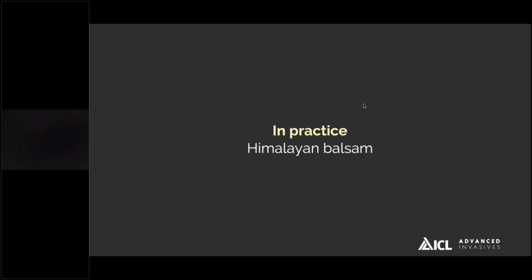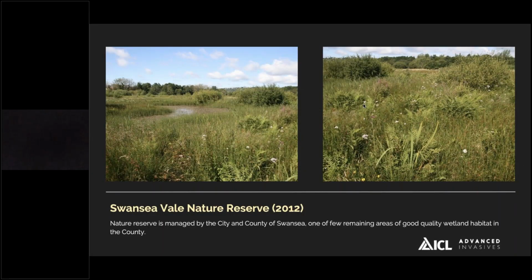So to give you an idea of where things are currently at with respect to management of Himalayan balsam, this particular example that I'm going to provide is a nature conservation area in South Wales, and it's a wetland area in Swansea City and County. And you can see in these two images how at present it's relatively uninvaded by Himalayan balsam.